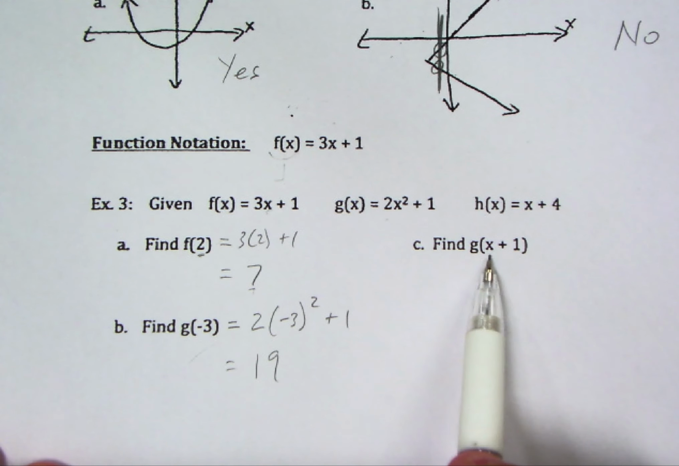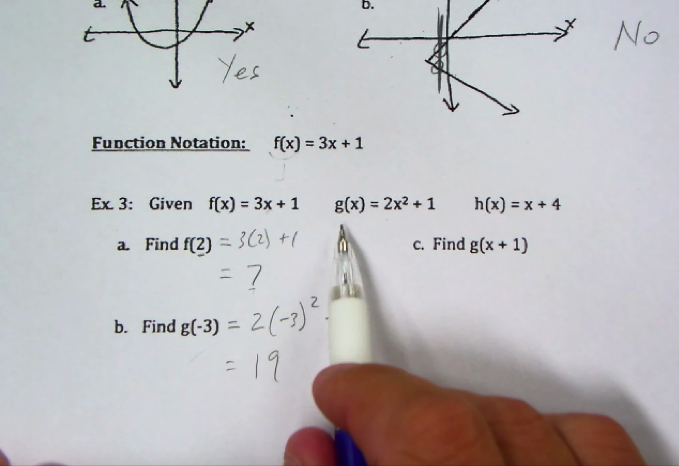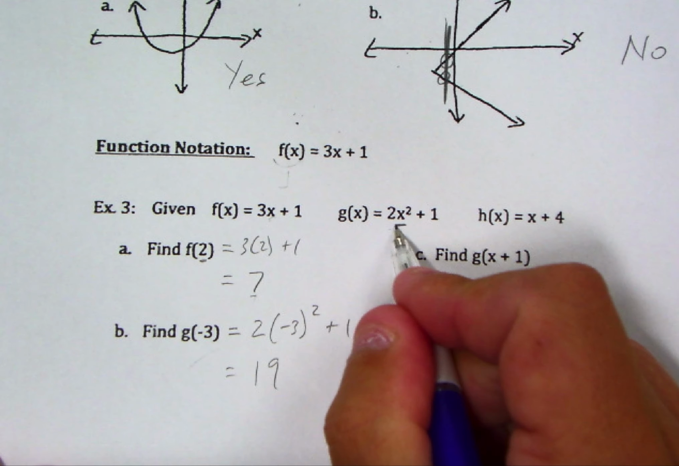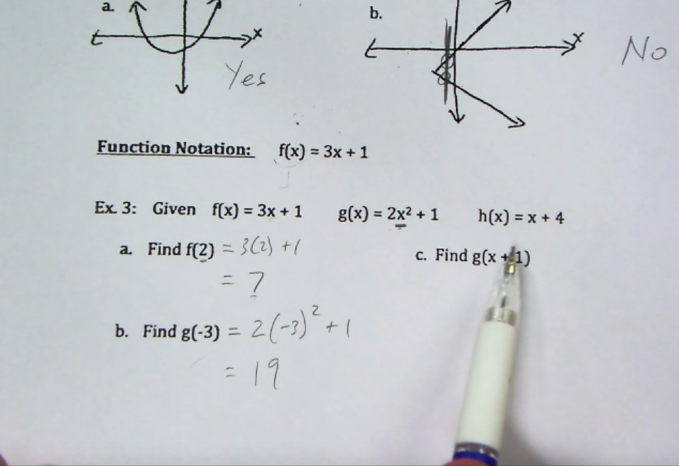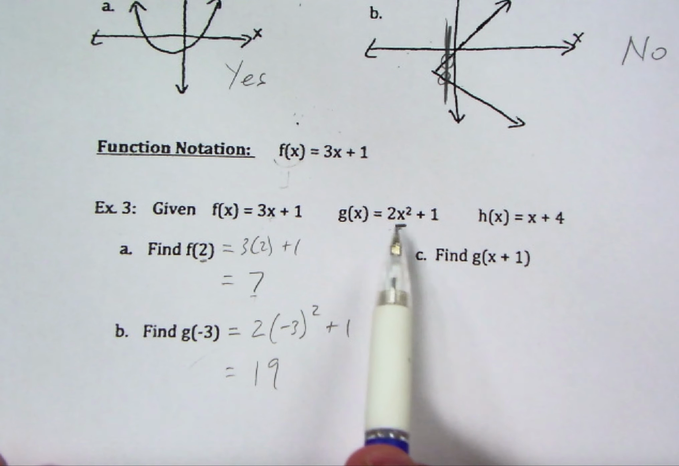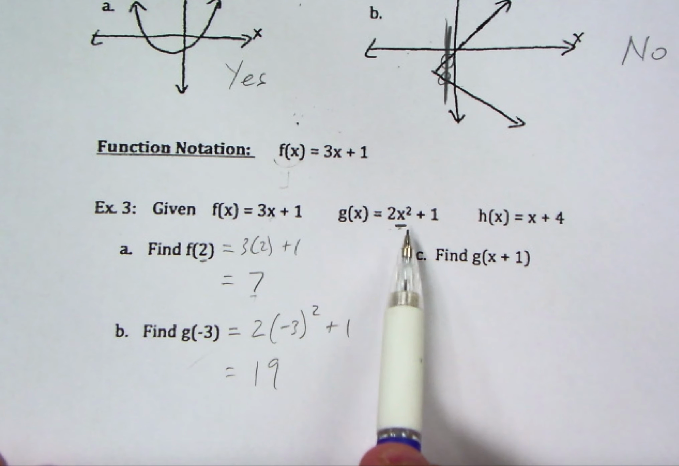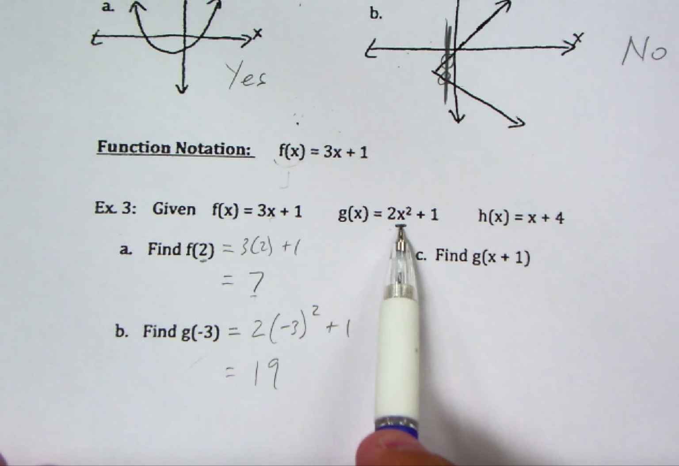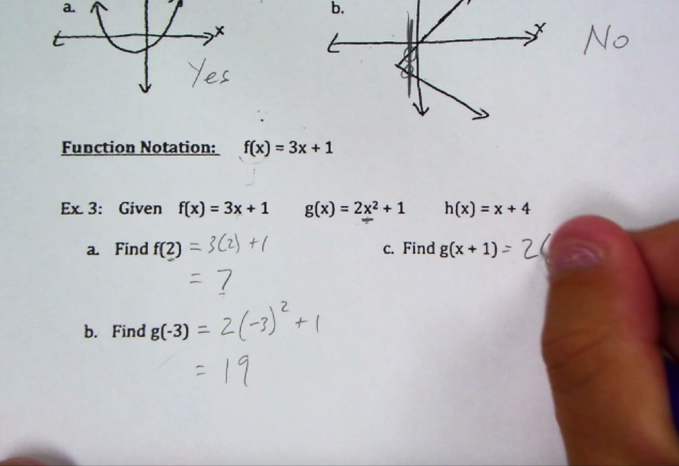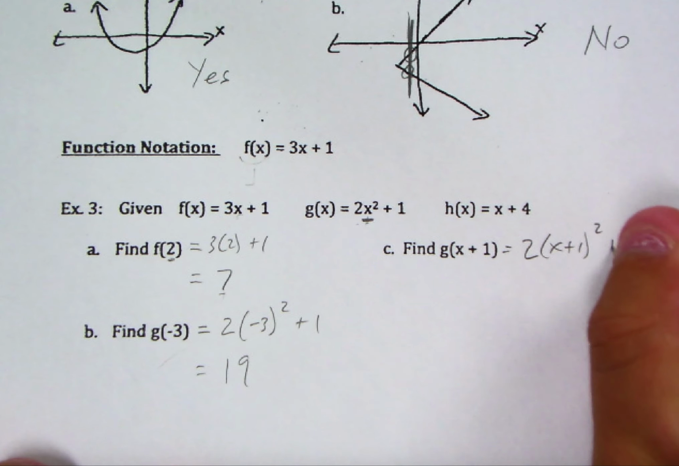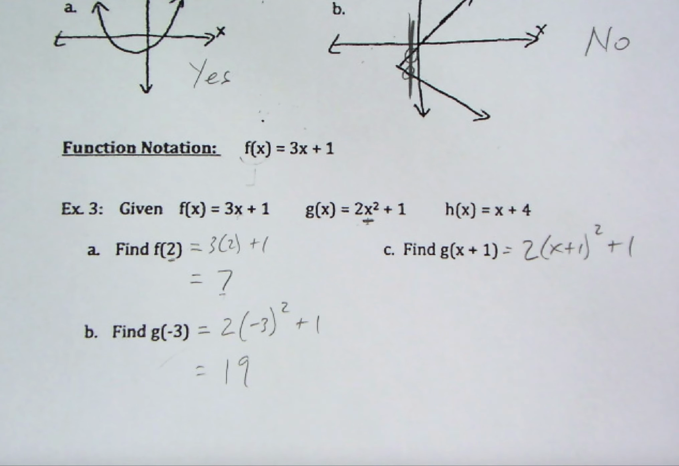So g of x plus 1. What this means is, in the g function, where I see the x right here, this x gets replaced with x plus 1. I'm inputting x plus 1 in for the x right there. A common mistake students make is they'll leave this x here, and then they'll put x plus 1 behind it. But you're replacing this x with x plus 1. So it looks like 2, and then where the x is, I put (x plus 1) squared plus 1. So notice that x got replaced with x plus 1.